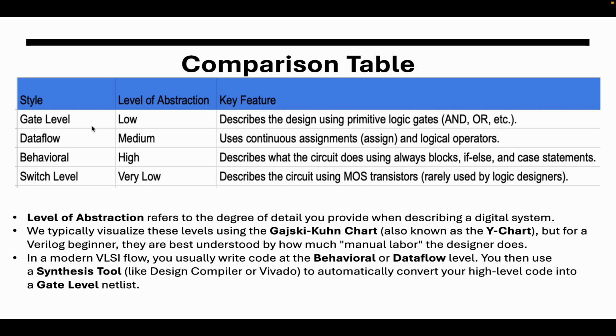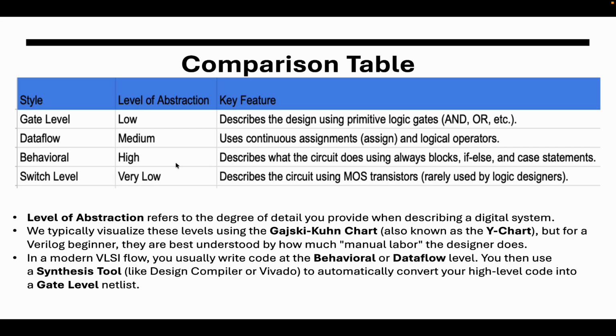We have 4 types: gate level, data flow, behavioral, and switch level. The level of abstraction in gate level is very low, in data flow it is medium, in behavioral it's very high, and in switch level again it is very low. Gate level describes the design using primitives like AND gate, OR gate, different types of gates. In data flow we use continuous assignment, assign, and other logical operators.